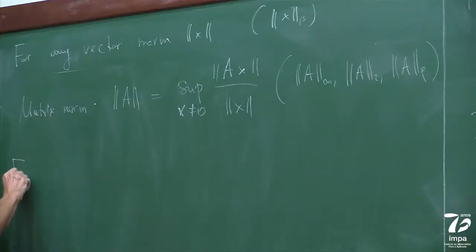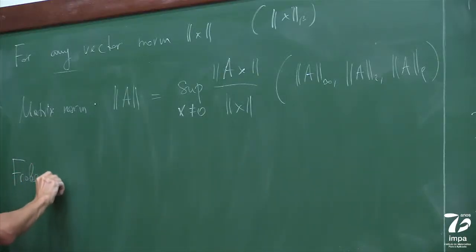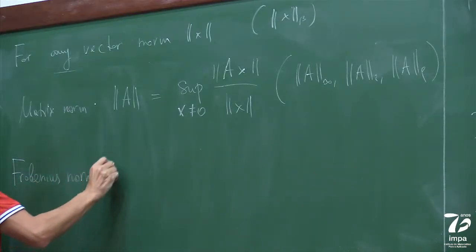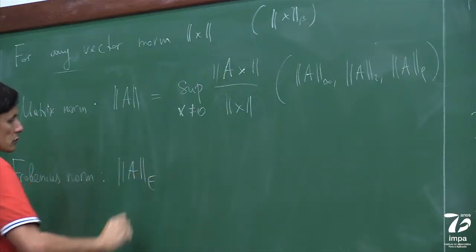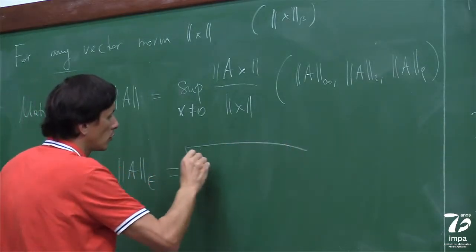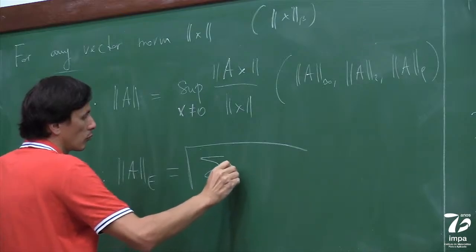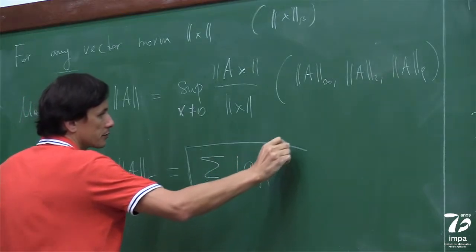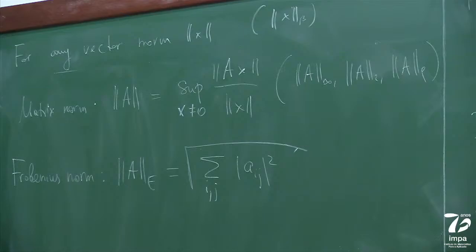So the Frobenius norm, or sometimes called Euclidean, put E for Euclidean. It's just taking the norm as you do it for a vector. So it's the square root of the sum over all components of squares. If you take all elements of the matrix, put them in one line, and take the Euclidean norm of this vector, this is usually called the Frobenius norm.